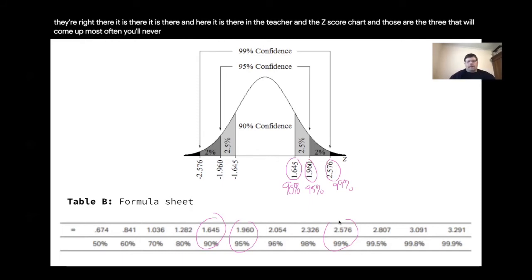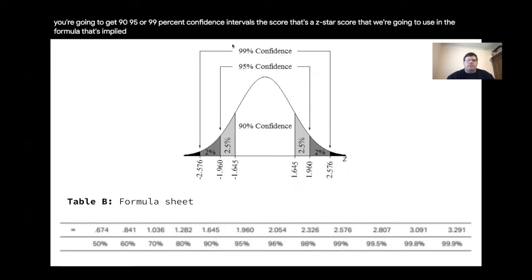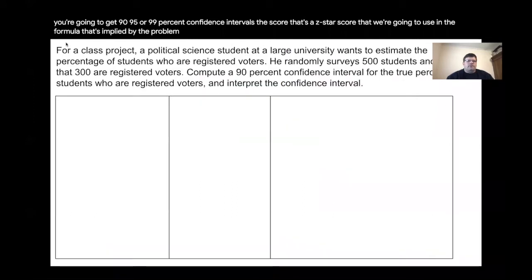I'm not going to say you're never going to get anything different, but most of the time you're going to get 90, 95, or 99% confidence intervals. And that's a Z-score. That's that Z-star score that we're going to use in the formula. That's implied by the problem. All right, so let's try another one.